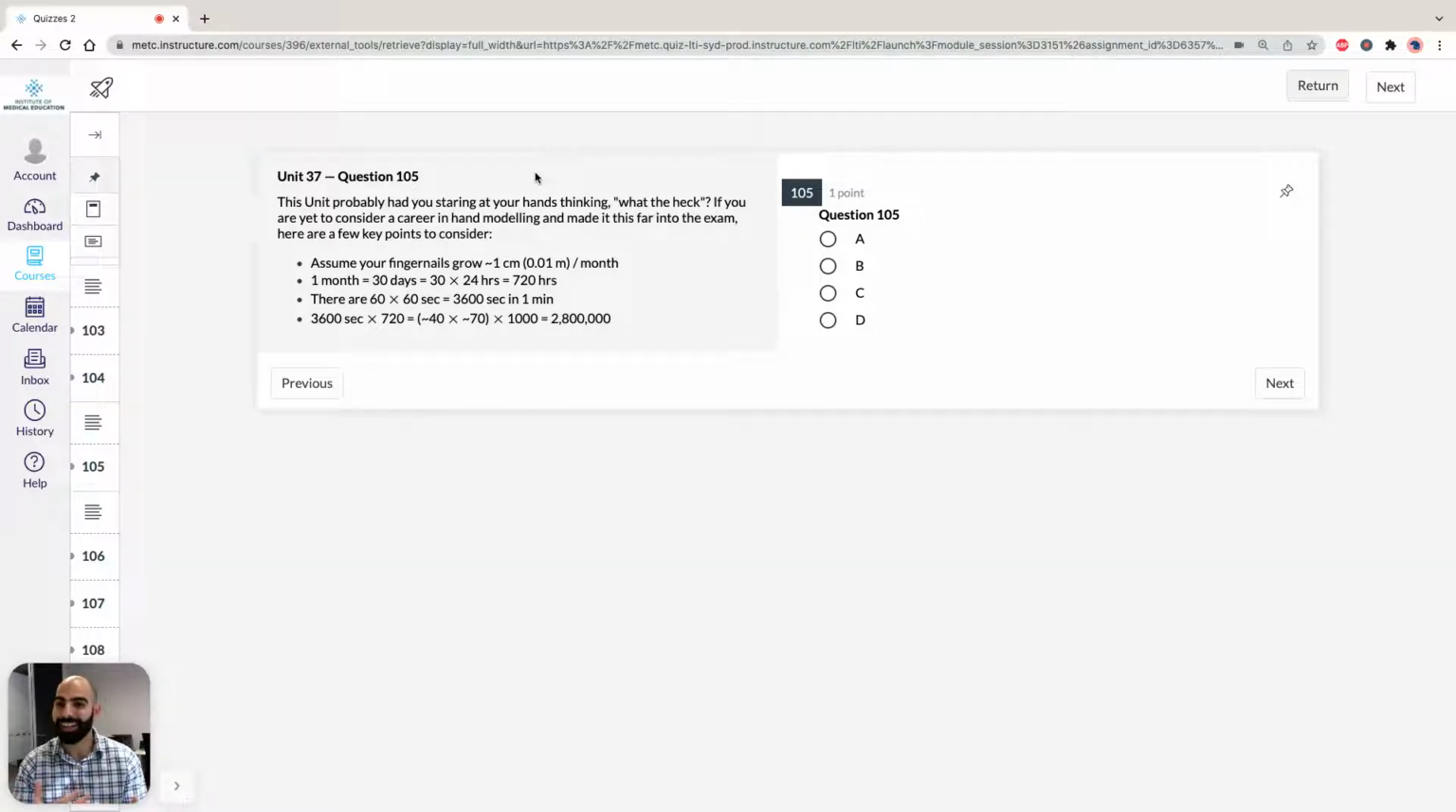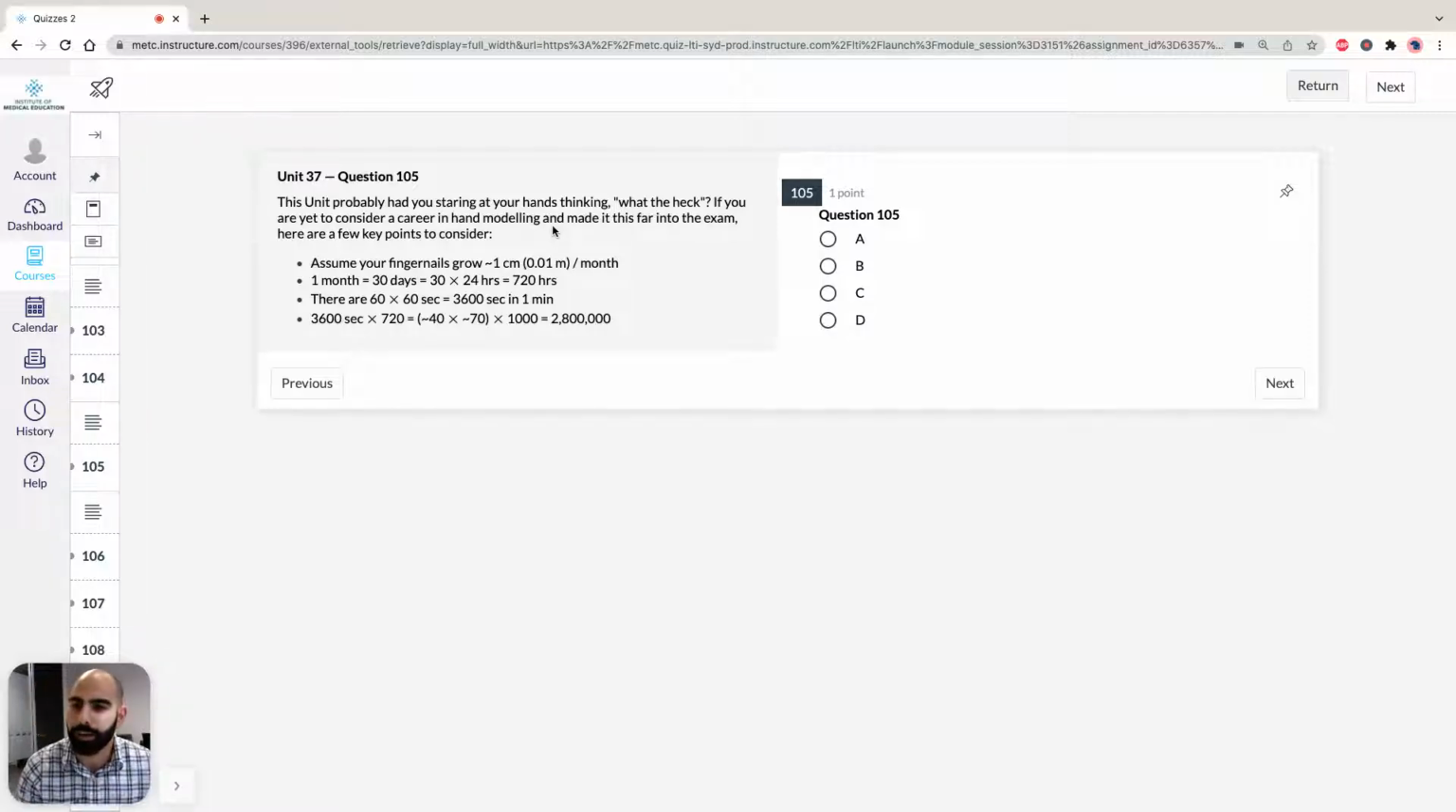Look, if you are yet to consider a career in hand modeling, and you've made it this far into the exam, you're almost finished. The first thing I would consider is how long does my fingernail grow in about a month? And I looked at my fingers and I was like, well, actually, mine are just freshly cut. I might actually want to consider a career in hand modeling, but I do use my hands a lot, so I might have to insure them. So, getting sidetracked.